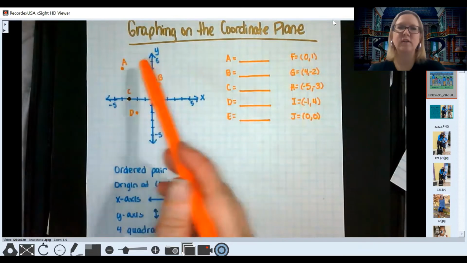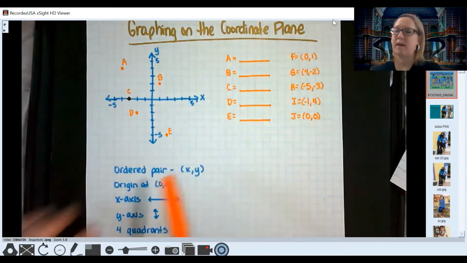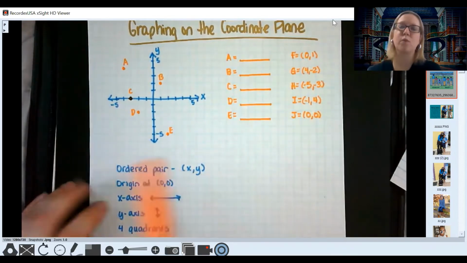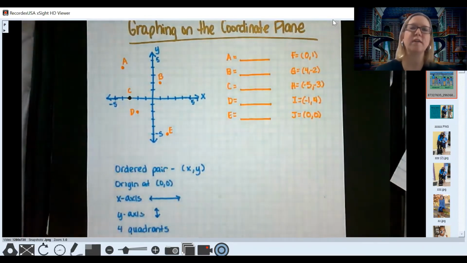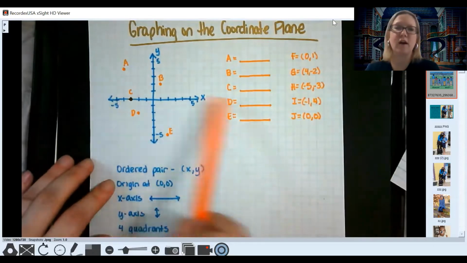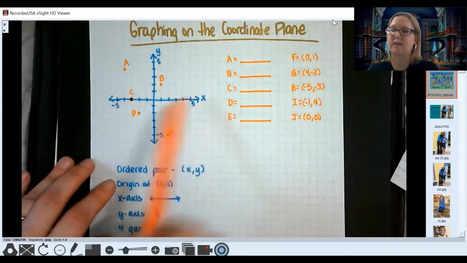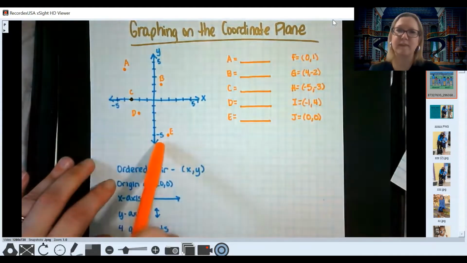Each location on the coordinate plane is called an ordered pair. The term makes sense because it's a pair, you have two numbers, and it's ordered a specific way. The x-coordinate is always first, the y-coordinate is always second. You always use your x-coordinate first, so you go across first, and then your y-coordinate comes second.